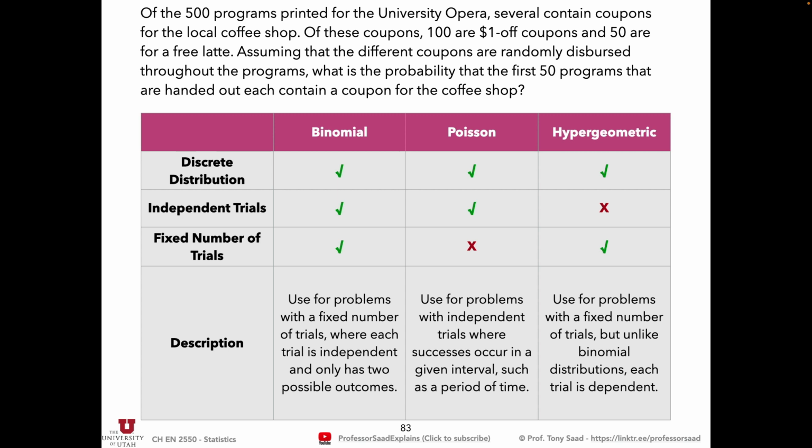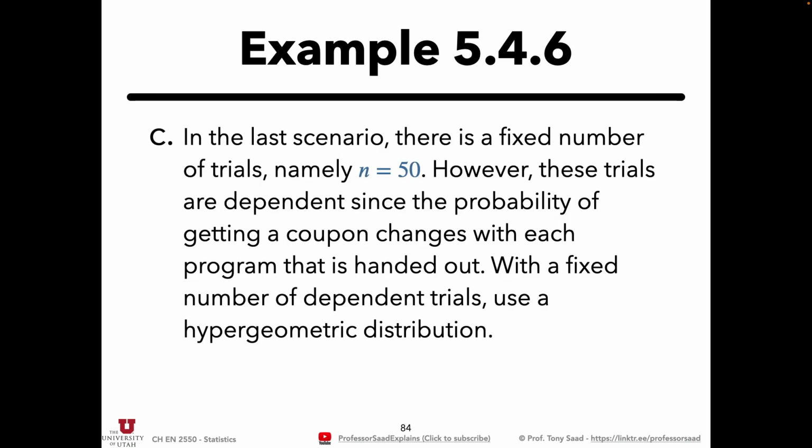That's a good one. Okay, assuming that the different coupons are randomly distributed throughout the programs, what is the probability that the first 50 programs that are handed out each contain a coupon for the coffee shop? So we have a fixed number of trials, right? So we're randomly distributing coupons, and we have the first 50 coupons that we're picking. Now, when you pick a coupon, you don't put it back. When you pick a pamphlet, you're not putting it back. So each subsequent brochure you're giving is dependent on the previous one, right? Because there's no replacement. So this gets you into a hypergeometric distribution, okay?